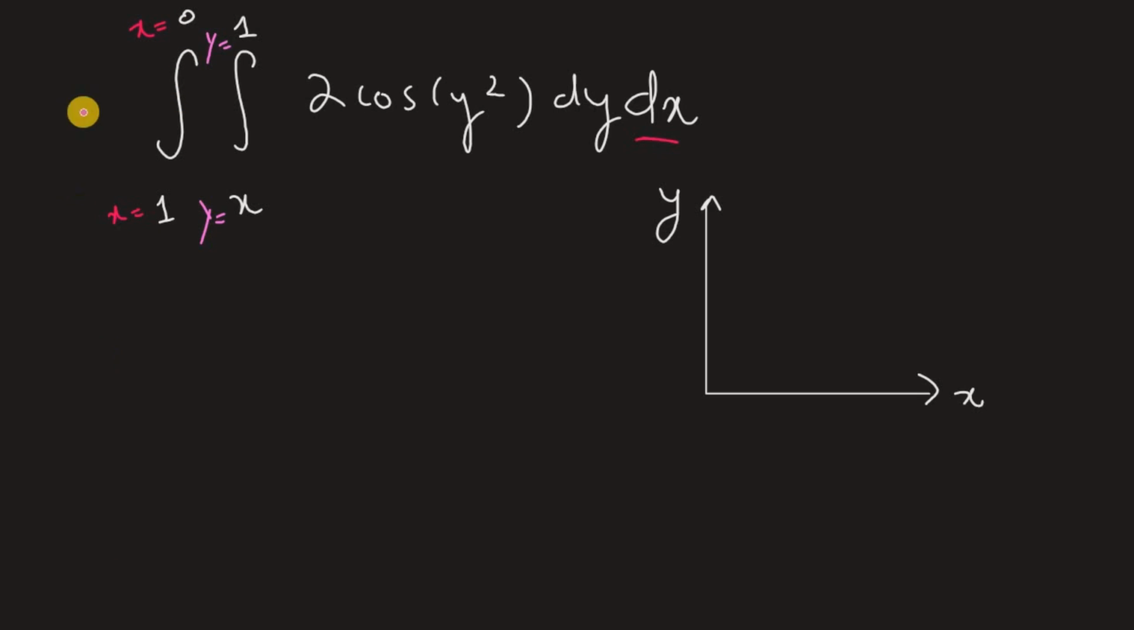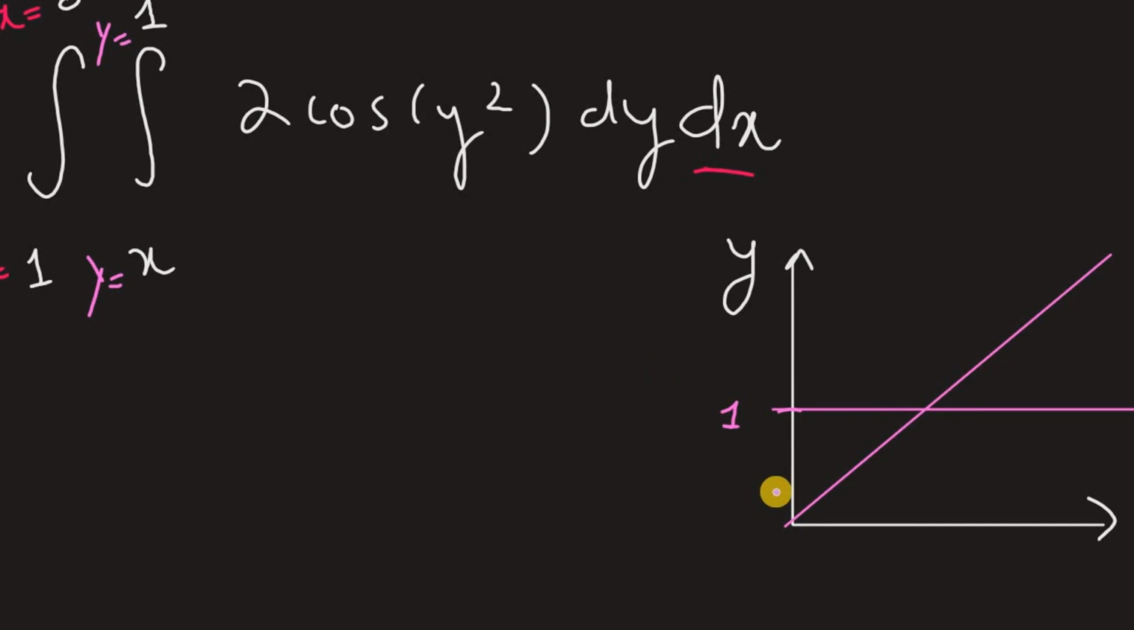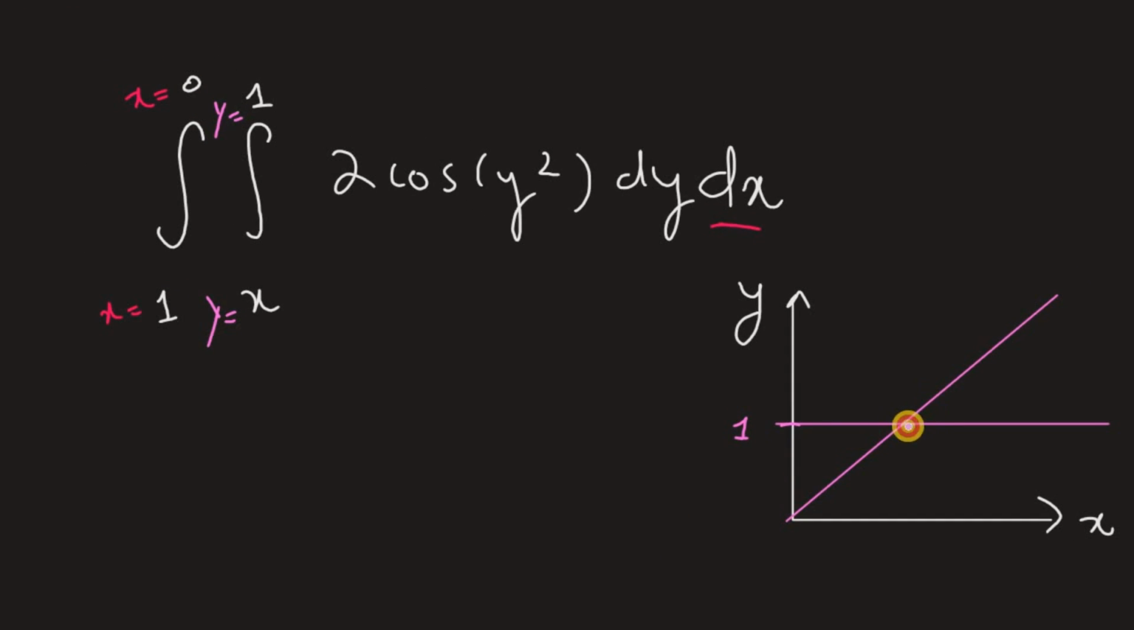Okay, so once you have the equations, let's go ahead and plot them. First we have the y equals x equation, which is nothing but simply a linear line. And then y equals 1, which is simply a horizontal line at 1. Okay, so then this is our region that we are calculating for.